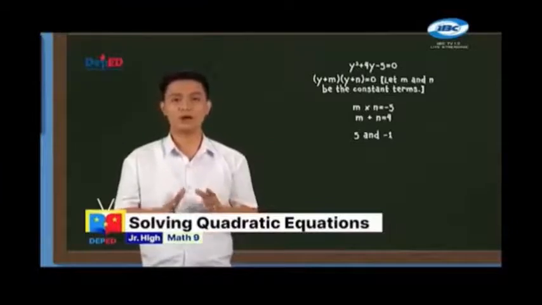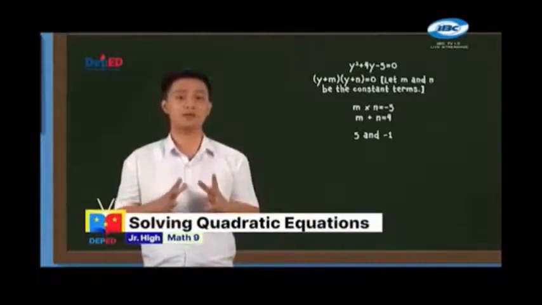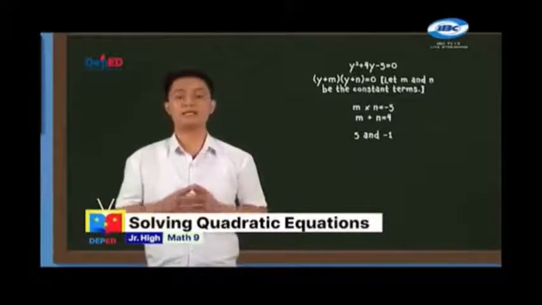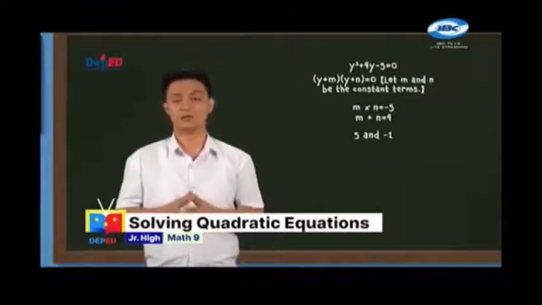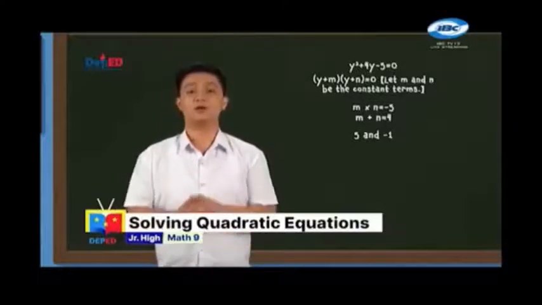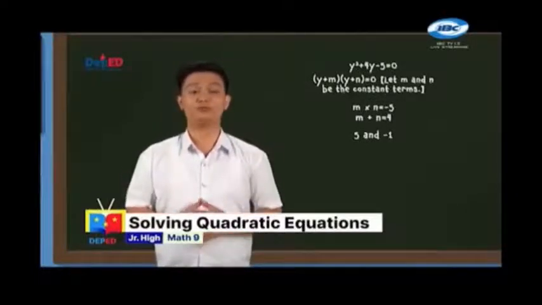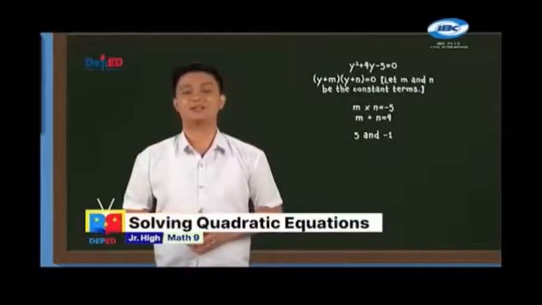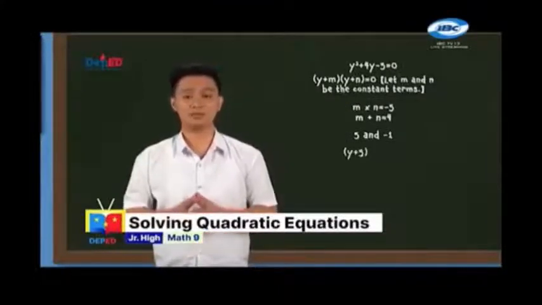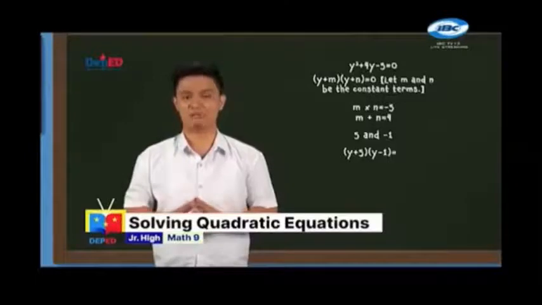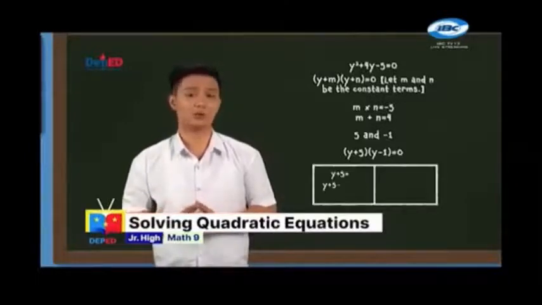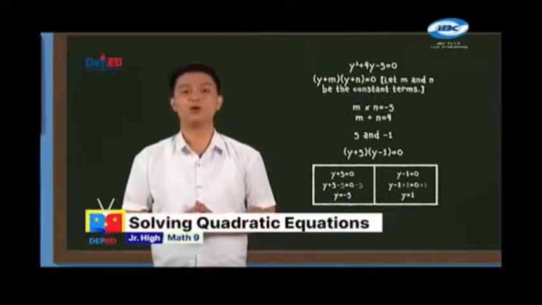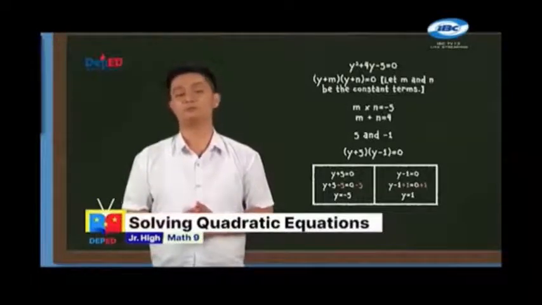We position them as the constant terms in the binomial factors. It doesn't matter where we place them, since the first terms of the factors are identical. So the factored form of the trinomial y squared plus 4y minus 5 is the binomial y plus 5 times the binomial y minus 1. Since we already factored the polynomial, we now apply the ZPP and solve for the value of the variable.